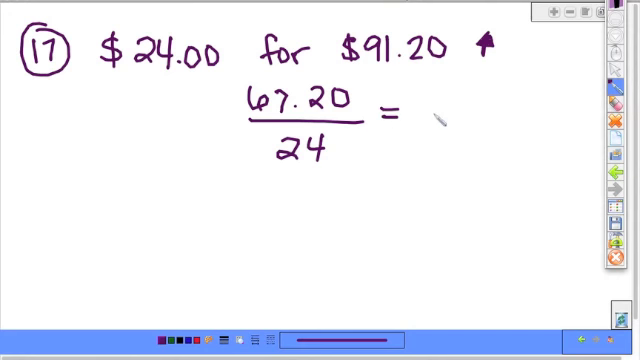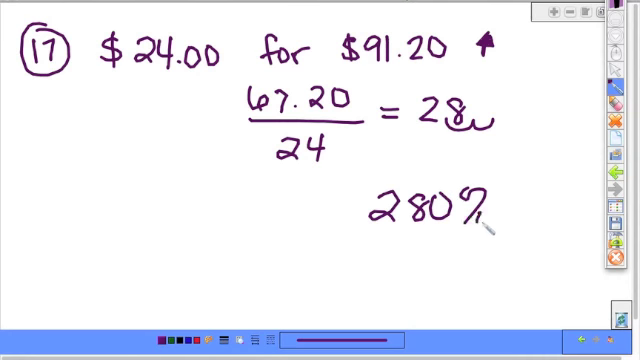When I divide this out, I get 2.8. Okay, but remember I want a percent, so I'm going to move the decimal 2 places, which gives me a percent of change of 280% increase. Okay, so that's kind of how you solve those problems. Hopefully this helped you for your homework for lesson 6-5.